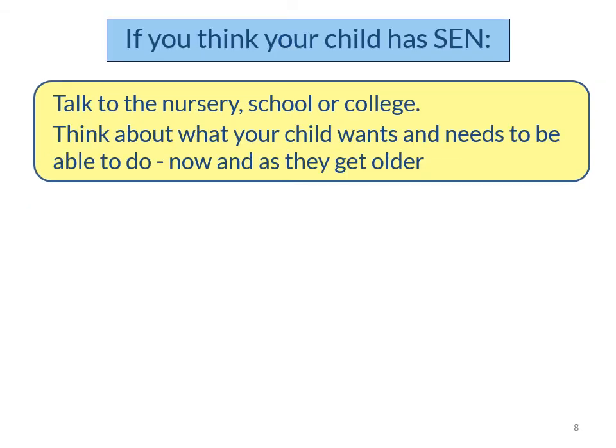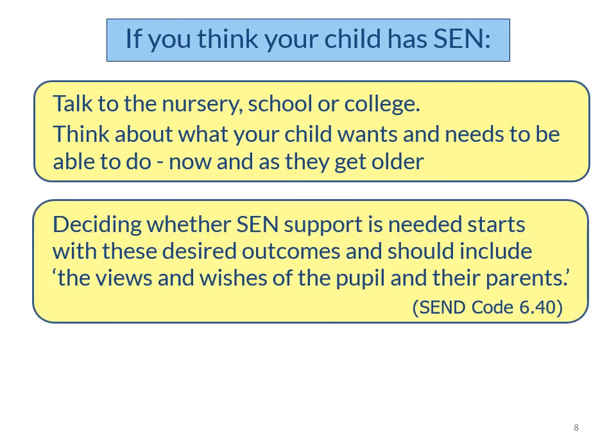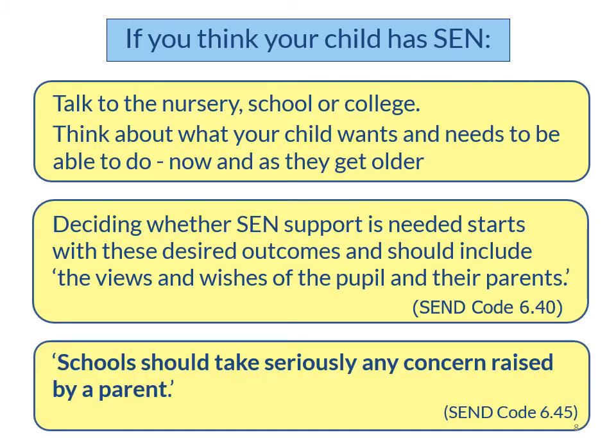If you think your child has a special educational need, the first step will be to talk to the nursery, school or college. Think about what your child wants and needs to be able to do, both now and as they get older. These are sometimes called outcomes. Deciding whether special educational provision is needed should start with exploring these desired outcomes and should include the views and wishes of both you and your child. The SEN Code of Practice is very clear that schools should take seriously any concern raised by a parent.